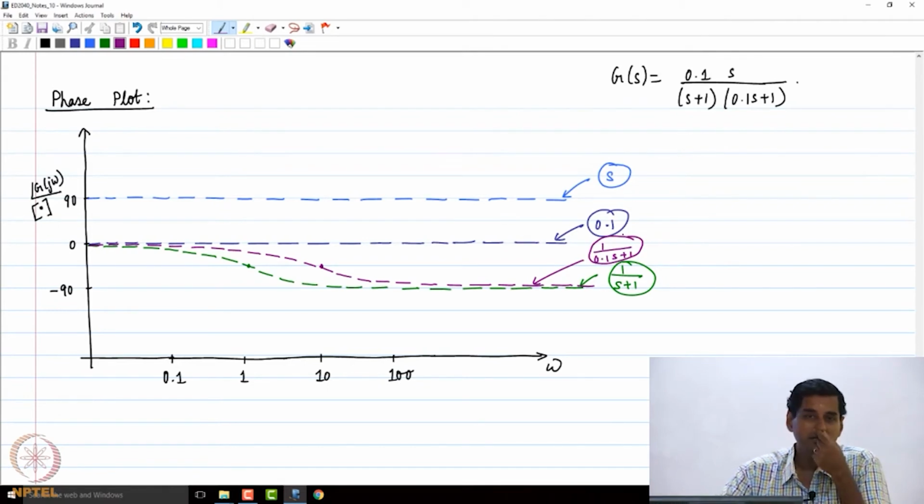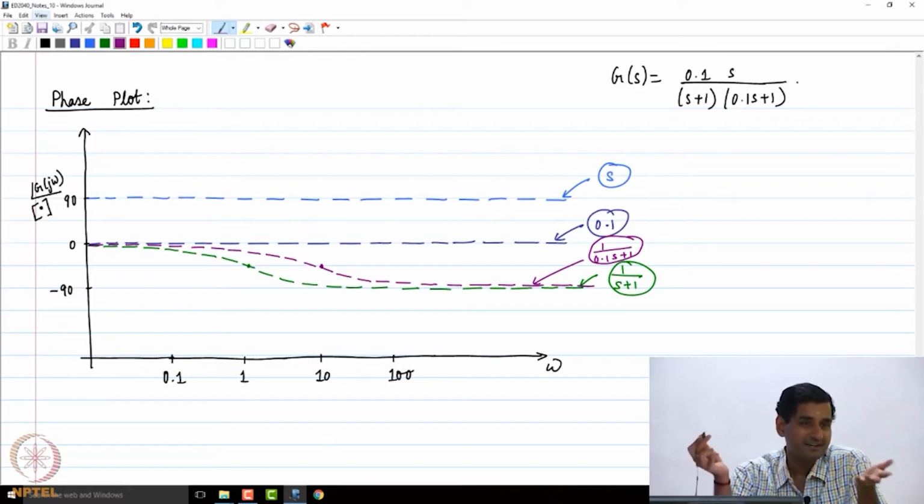So now, if I want the phase diagram of the complete transfer function, I just need to add the 4 curves. But this is a little bit complex because these are not straight lines. At low frequencies you will start from plus 90 degrees, that is obvious, because at very low frequencies the only phase contribution will come from s, because 0.1 gives a phase contribution of 0 degrees throughout, and 1 by s plus 1 and 1 by 0.1 s plus 1 will give a phase contribution of close to 0 degrees at low frequencies. So at low frequencies I will start from the value of 90 degrees.